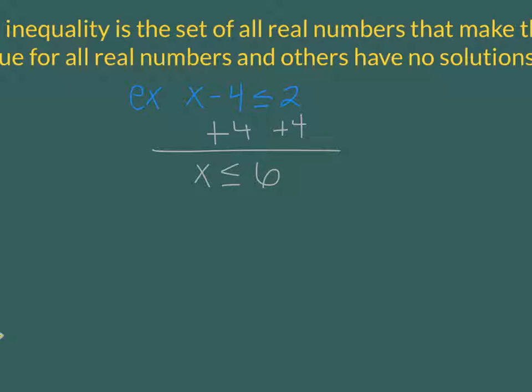From here, I'm going to draw my number line. I have the numbers 0, 1, 2, 3, 4, 5, and 6. Since it's less than or equal to, I draw a closed circle on 6, and then I draw an arrow going down past 6. This is going to be all numbers less than 6 or equal to 6. So that's 6, 5, 4, 3, 2, 1, 0, -1, and so on. That's why we draw an arrow going towards the left of 6.